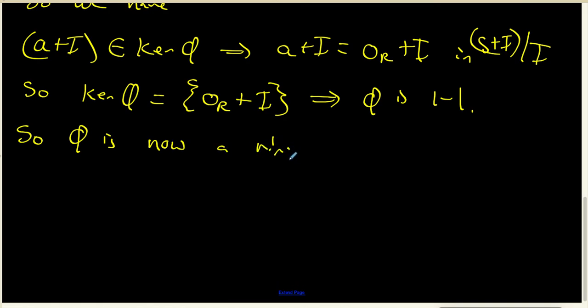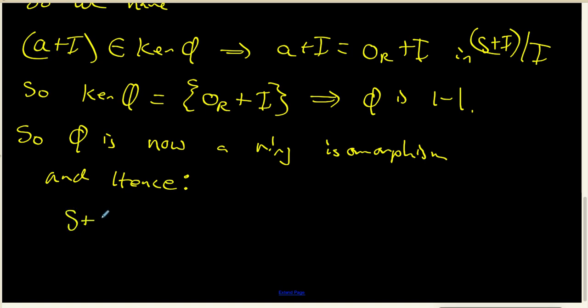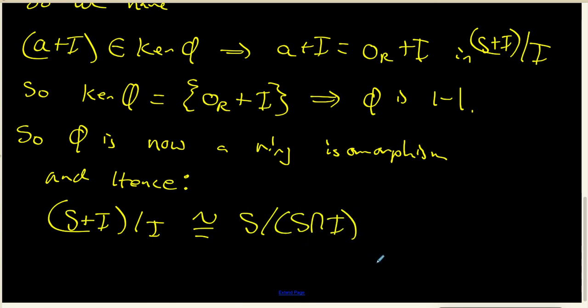And what that means is that phi is now a ring isomorphism, and hence we have now finally shown the end of the proof of the second isomorphism theorem for rings. We now know that the quotient ring S plus I mod I is indeed going to be isomorphic to the quotient ring S mod S intersect I. And that completes our proof.